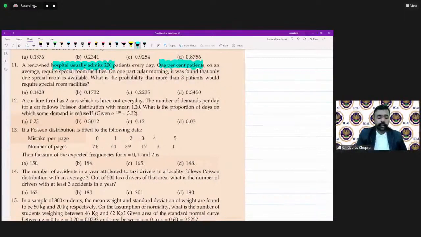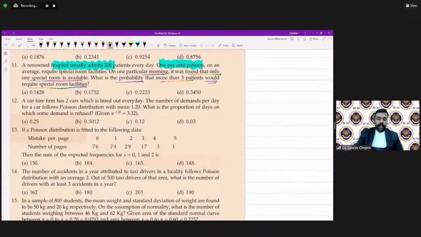1% patients on an average require special room facility. Only 1% requires special room. On one particular morning, it was found that only one special room is available. Then what is the probability that more than 3 patients would require special room facility?